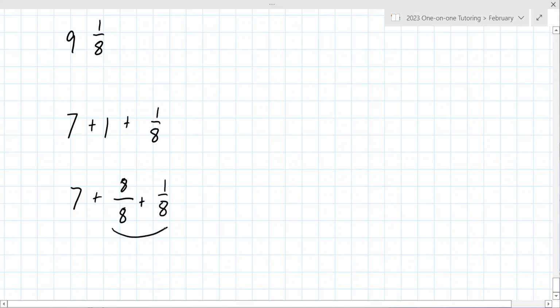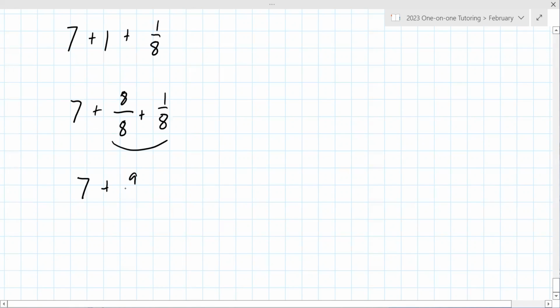So what does this add up to? I'm still writing it down, sorry. It's okay. Take your time. So I had 7 plus 8. I'm asking you just to add up the fractions. Oh. 9 over 8. Okay. So this is 7 plus 9 over 8.